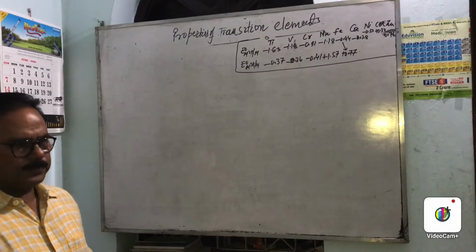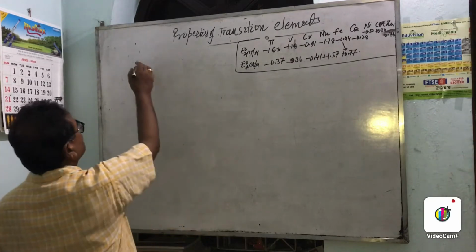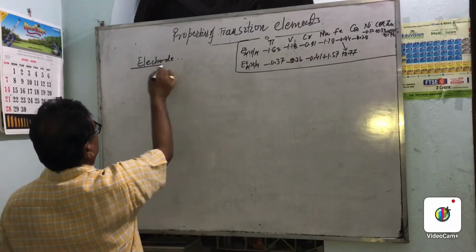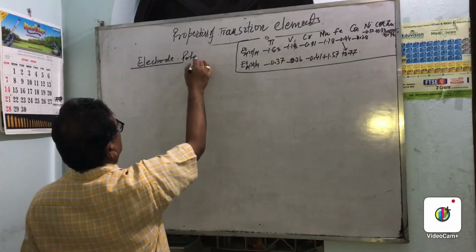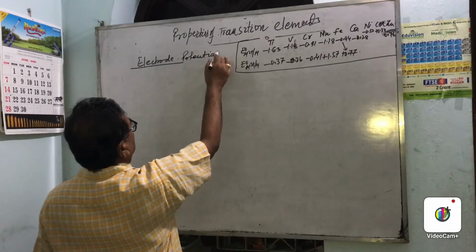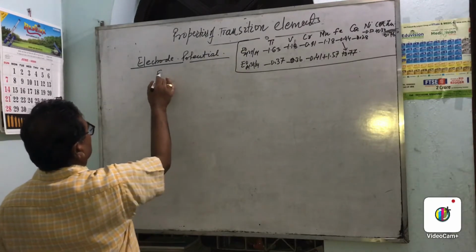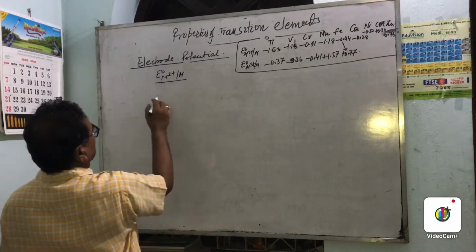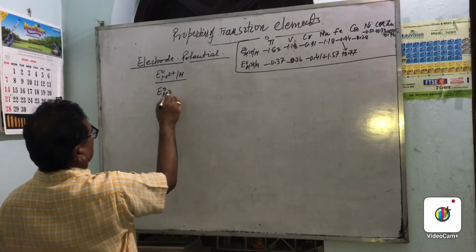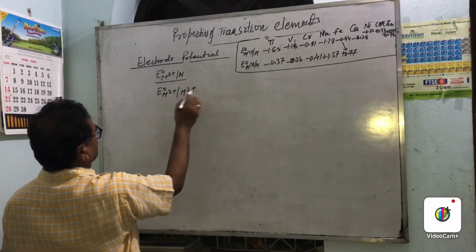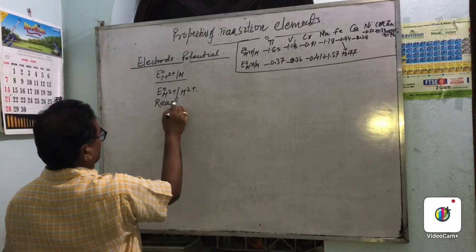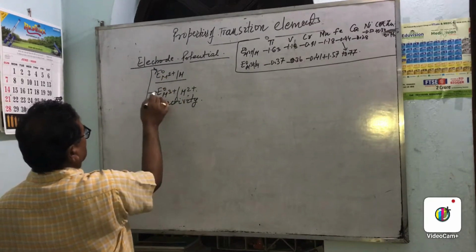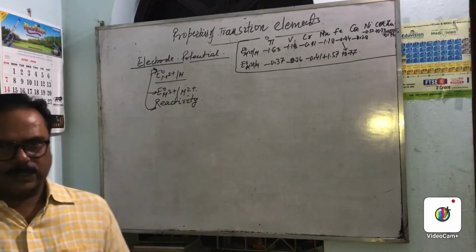electrode potential. Electrode potential for M2+ to M, it's a variation, and electrode potential for M3+ to M2+, and the reactivity. And what is the reactivity on the basis of these three? This is on the basis of the electrode potential.